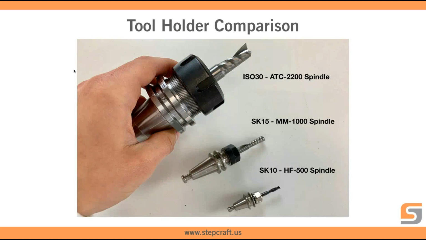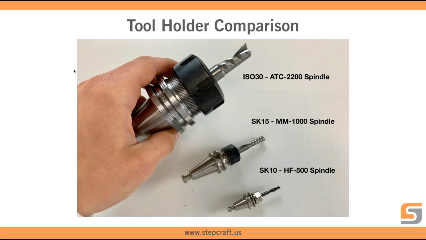So I told you before the different tool holder sizes we have. This is a really good comparison so you can get an idea. The top one is the ISO 30. That's a 1/2 inch Amana O flute bit in there for machining plastic. And the SK15 in the middle has the same type of bit, an O flute plastic bit, but with a 1/4 inch shank. And the bottom is the SK10, and that's a 1/8 inch 2 flute upcut bit, I believe. Upcut, yeah. And that's for our HF500.